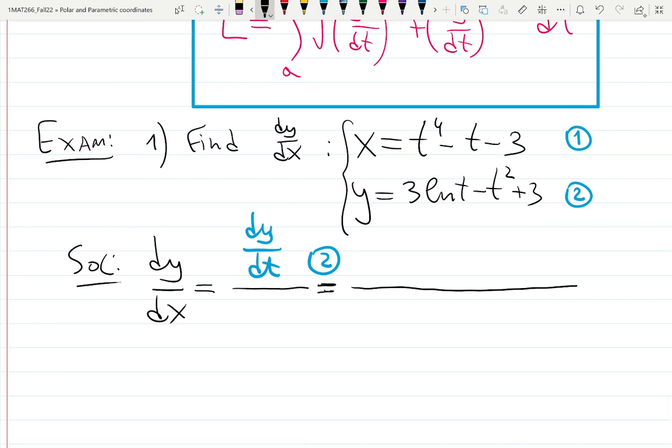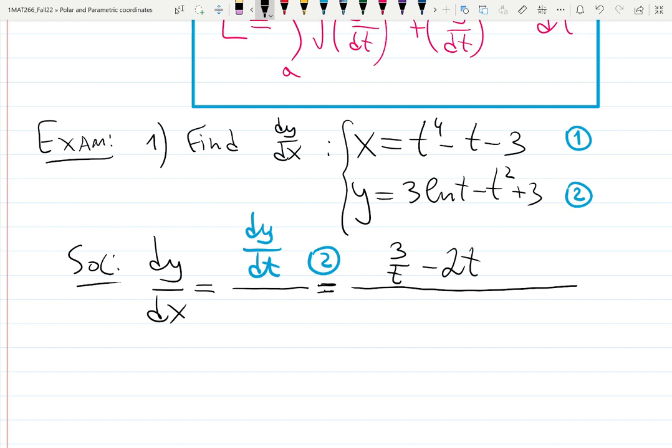You look at the second one first. People at the back, do you want to tell me the derivative of y with respect to t? Anyone at the back? Yes, go. I can see it in your eyes. You know it. 3 over t, because the derivative of log is 1 over t. Amazing. Minus 2t plus 0. Thank you. You see, so that's what I wanted to do on the test.